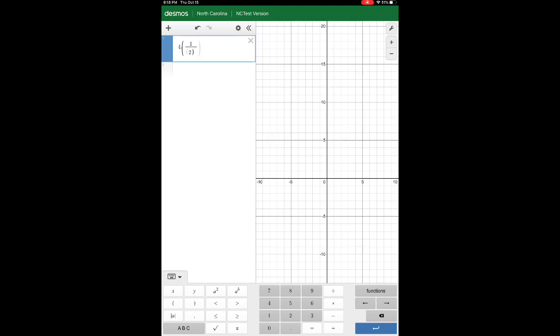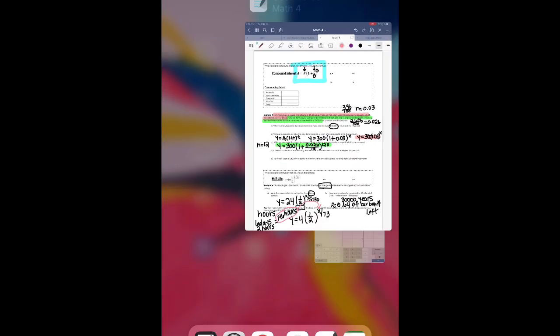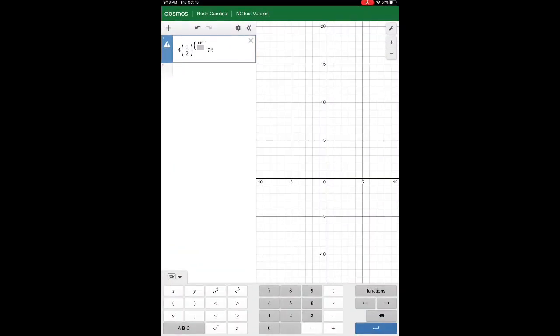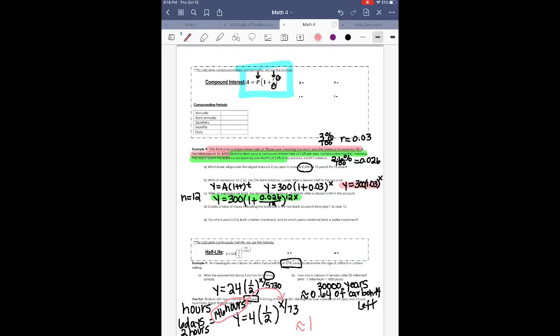So I have started with 4. I'm going to half-life it. And I'm going to raise that to 146. And we're going to divide that by 73. It took it 73 hours to half. And I see that it actually is going to have approximately 1 milligram left after that time frame.